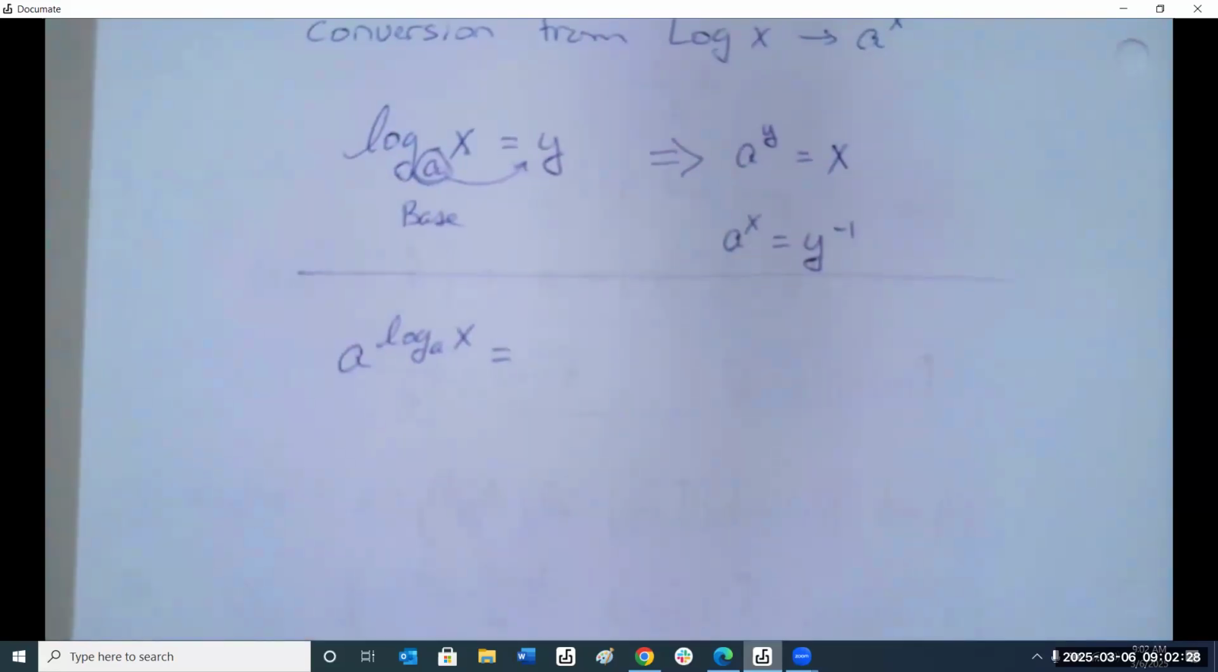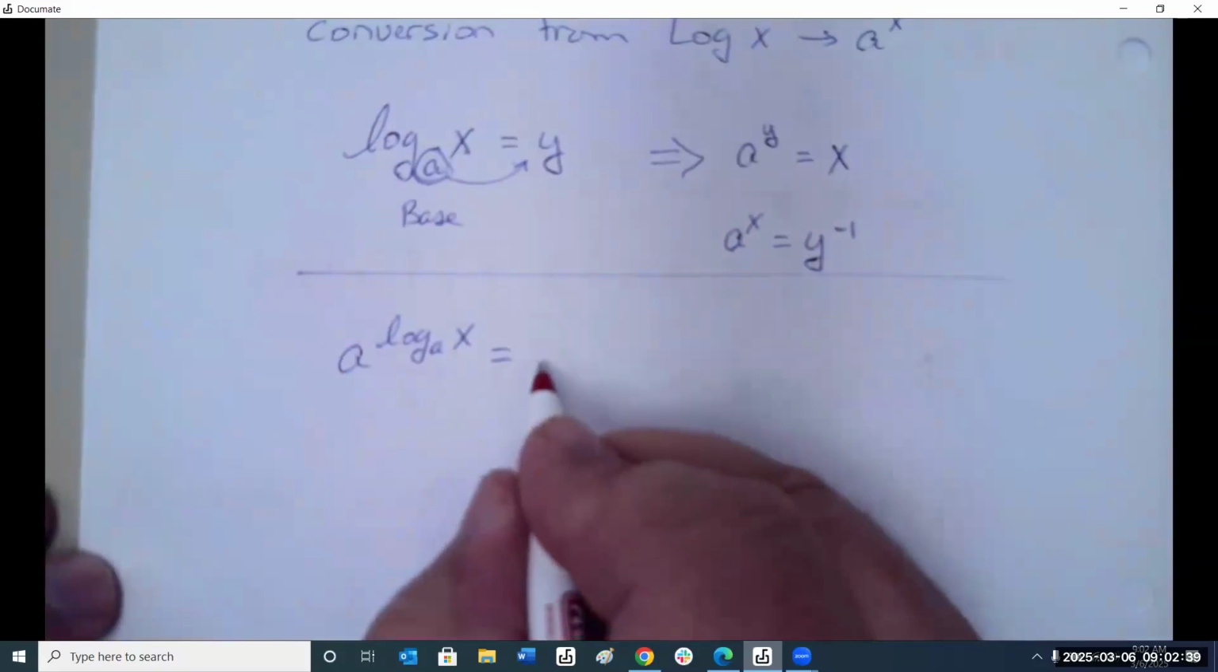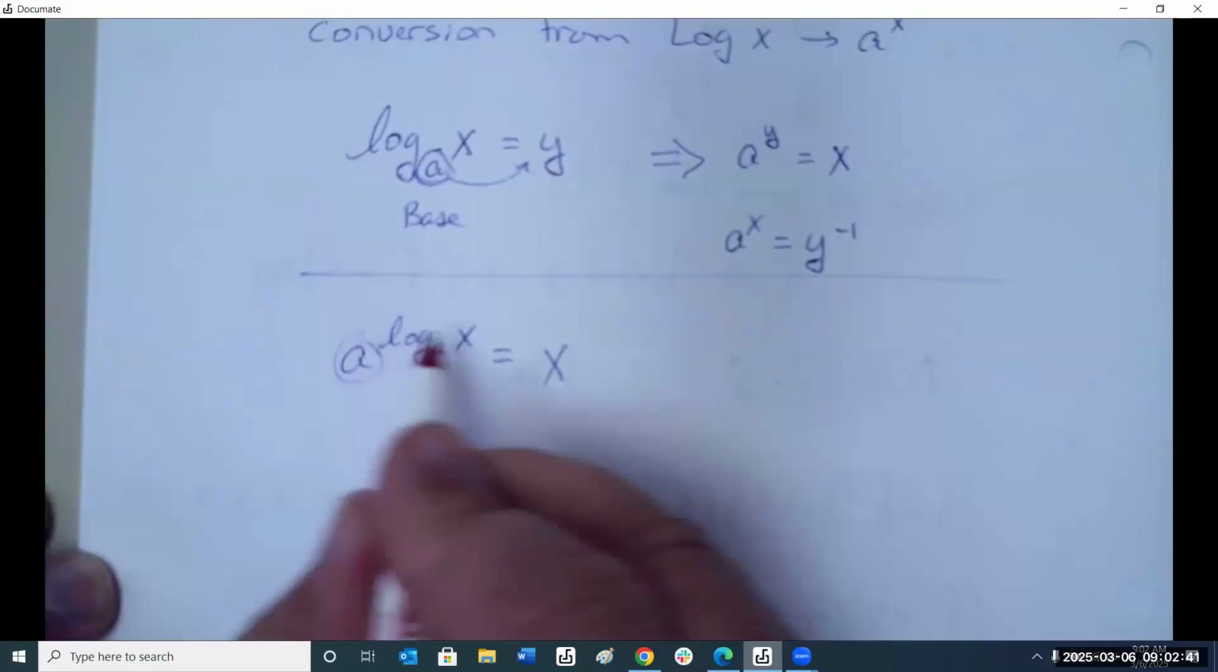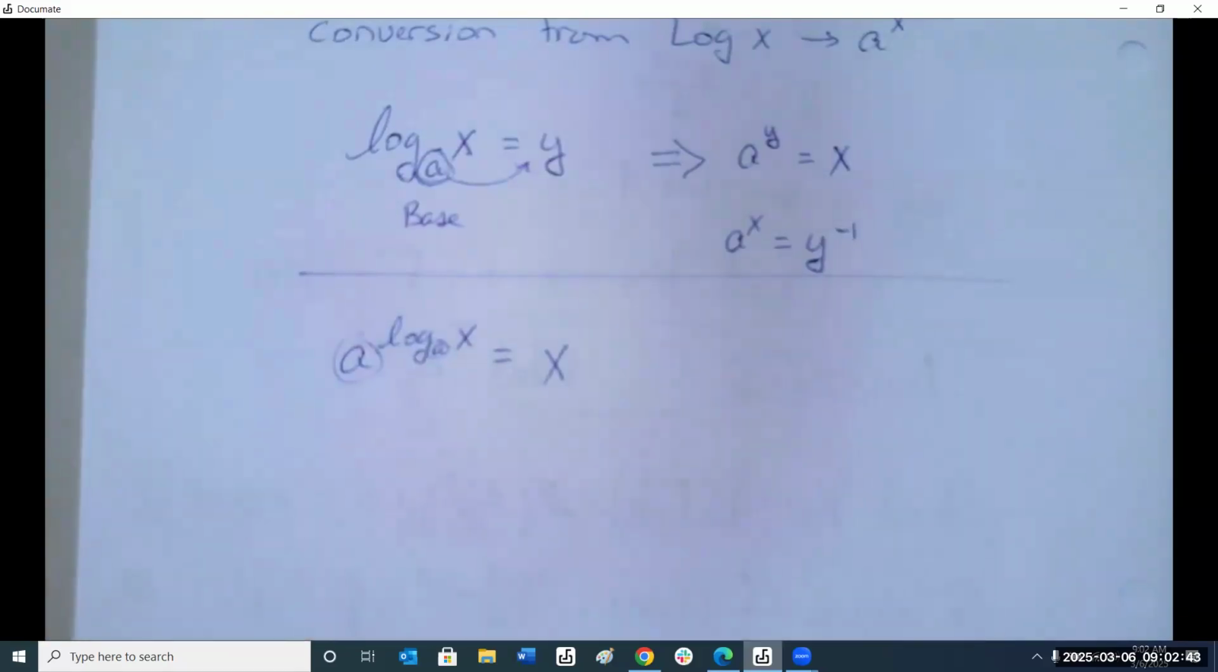There's another property. A to the power log base a of x. What does that equal? x. Because if the bases are the same, they cancel each other out.